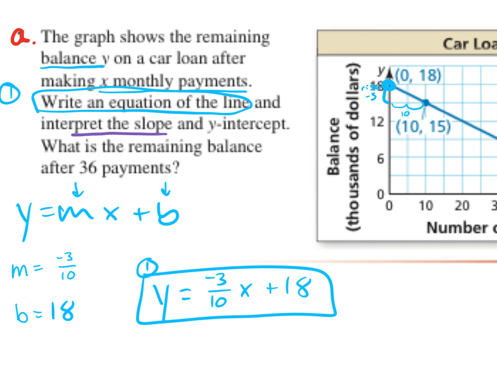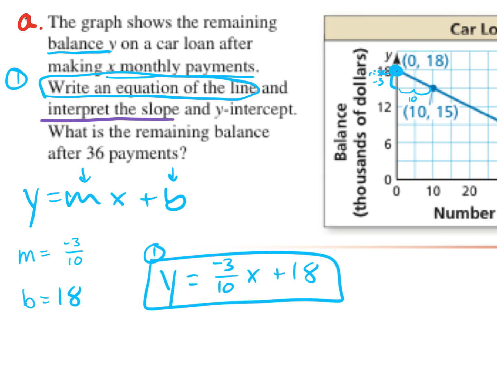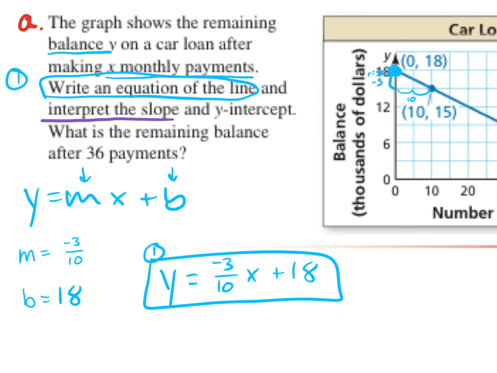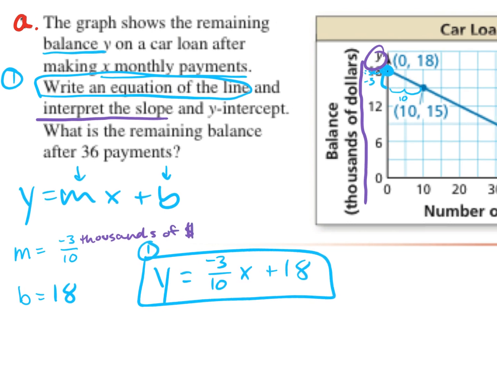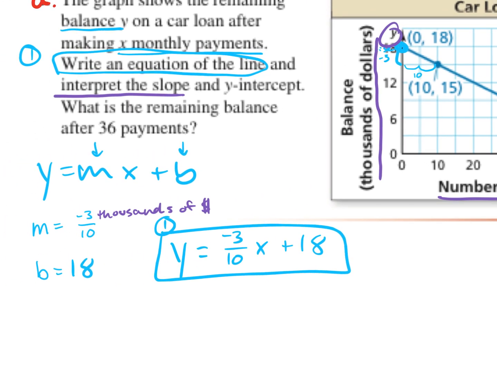Next, let's interpret the slope. So looking at our slope, -3/10, -3, the y value, is talking about what? What does our graph say the y is talking about? Thousands of dollars. So -3, thousands of dollars. And what's the 10 talking about? What's our x? Number of payments.